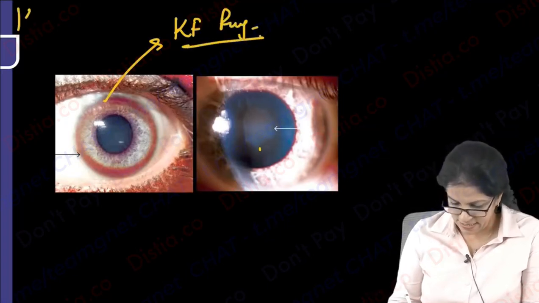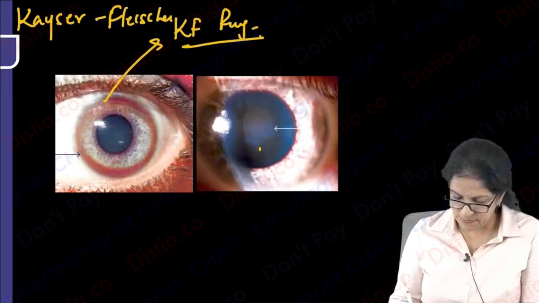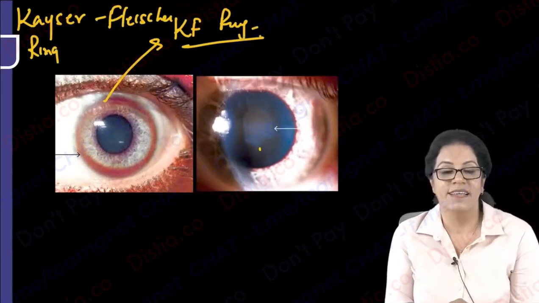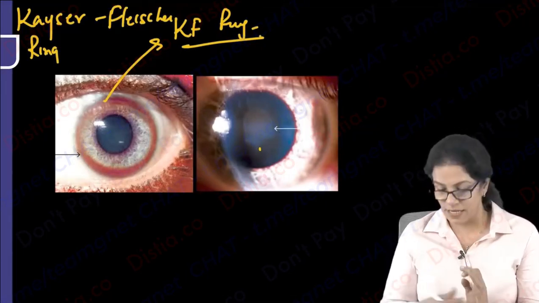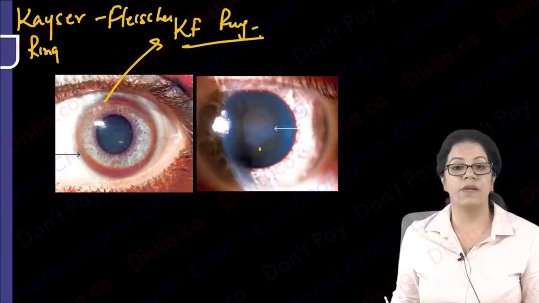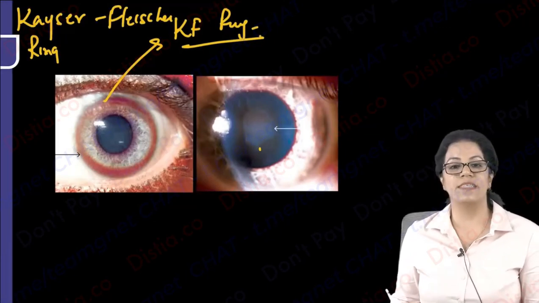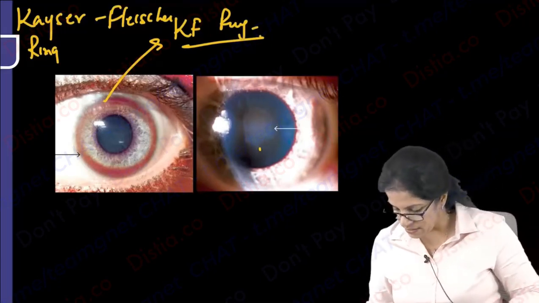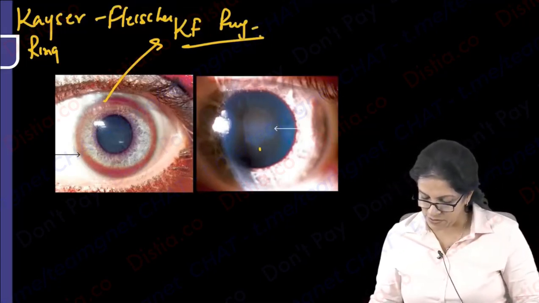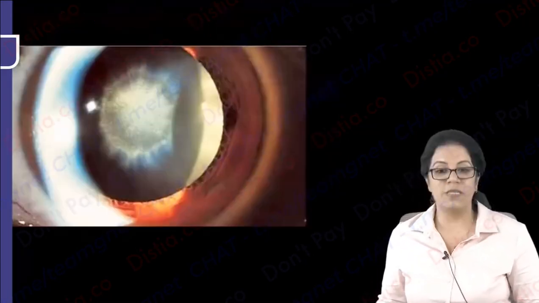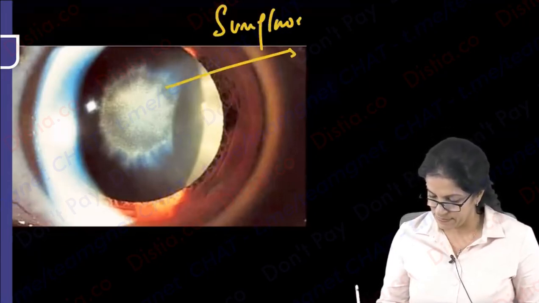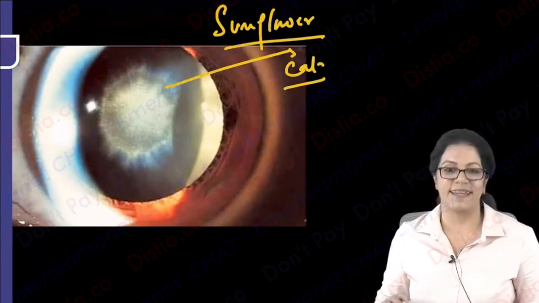What is it? This Kayser-Fleischer ring is nothing but copper deposition in the Descemet's membrane of the cornea. Okay. So this looks like a golden brown ring near the limbus. This is what is Kayser-Fleischer ring. We will write this. Just see this one. Of course, this doesn't seem to be a very clear picture of sunflower cataract. So let's look at this one. So this is what is sunflower cataract. So this is your sunflower cataract.